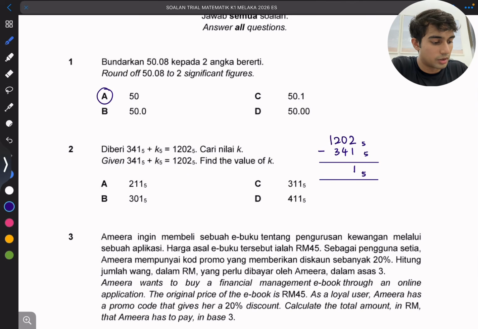0 minus 4. 0 cannot minus 4, so we pinjam here. This will be 1. This number will give 5 here because this is base 5. So he will pinjam 5. So now 5 minus 4 is 1. And then we have 1 minus 3, cannot. So we cut here, this one becomes 0. He will pinjam 5 here. So 5 plus 1 is 6. 6 minus 3 is 3. 3, 1, 1.